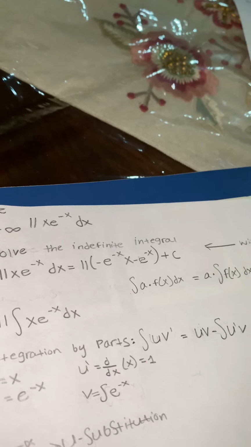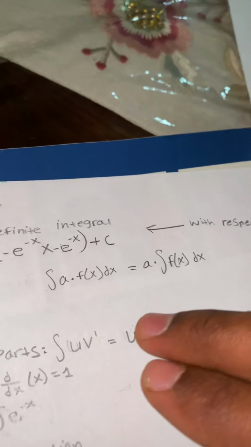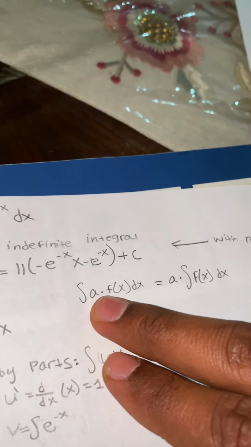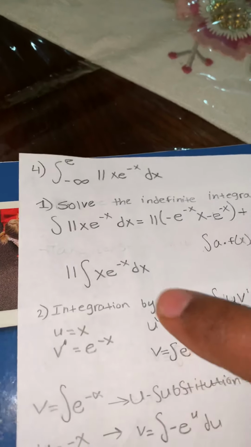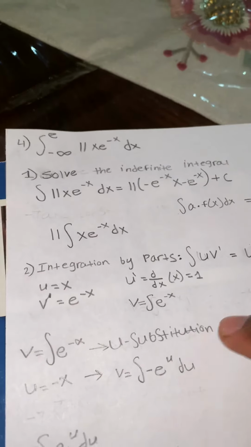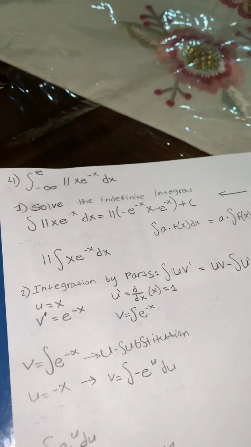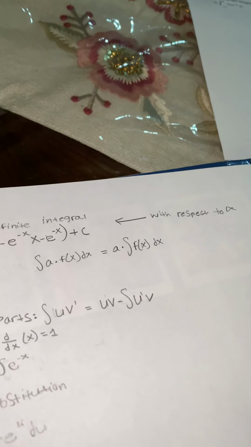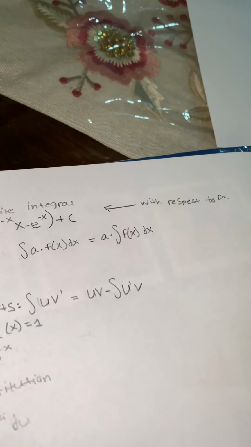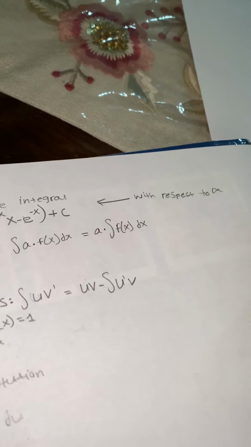So the first thing we're going to do is take out the constant. The constant is basically a, and we're going to take the a outside of the integral. In our case, 11 is the constant, and we're going to take the 11 outside the integral. Then we're going to start integration by parts. The integration by parts formula is the integral of u times the derivative of v equals u times v minus the integral of the derivative of u times v.